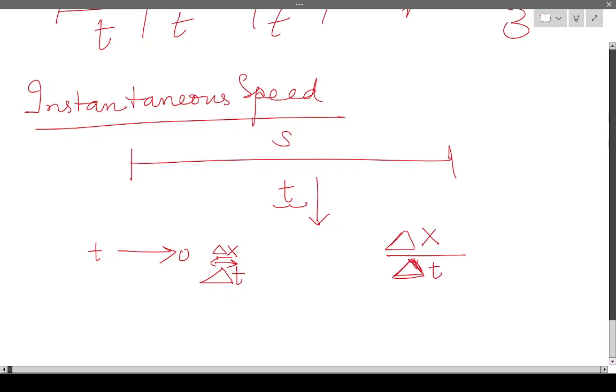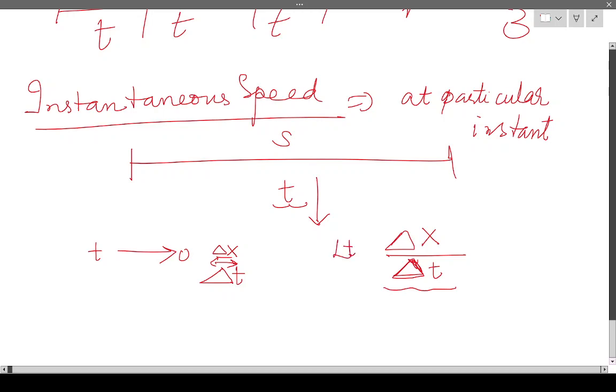Delta t, mathematically, again, which means what? I am taking the limit to find the instantaneous speed. You are finding the speed at a particular instant. Speed at a particular instant. So I have to reduce this time interval as small as possible, which means it will be approaching zero. Now mathematically, how can we write it?